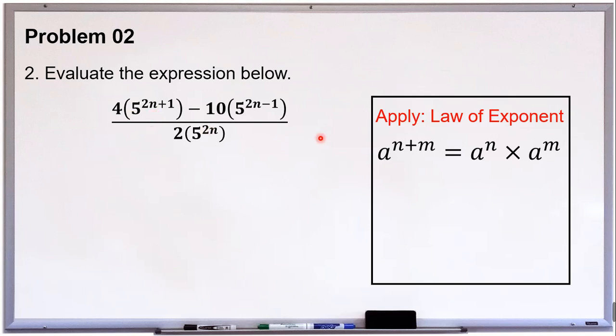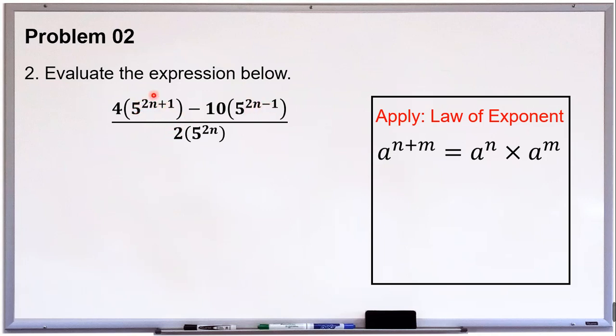So we're going to apply this law of exponent. If you have a raised to n plus m, we can split this into two factors, so that is equal to a raised to n multiplied by a raised to m. We're going to apply this to our expression right here, specifically the 5 raised to 2n plus 1 and 5 raised to 2n minus 1.